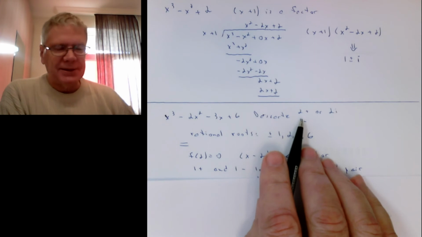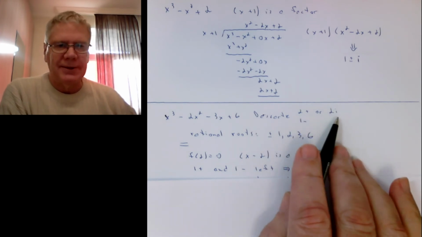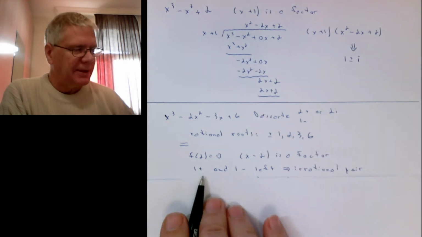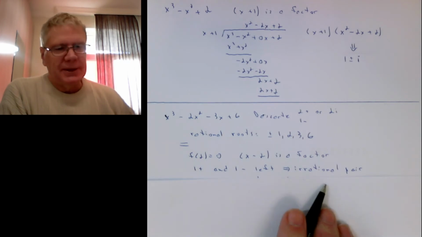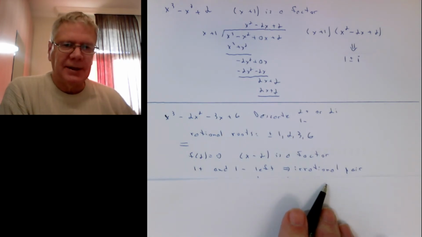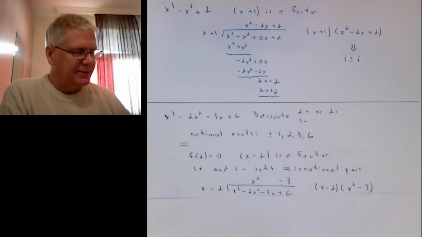So if we have one positive root, we have to have another one, because if it's imaginary, it would come in a pair, and we don't have a pair anymore. We have one plus left, and we have one minus. So this means that we're going to have an irrational pair. It's not imaginary, but it didn't turn up as a rational root either.